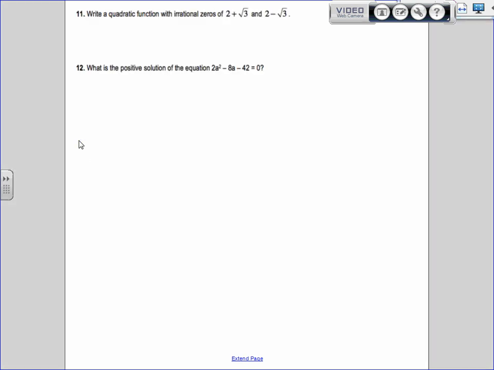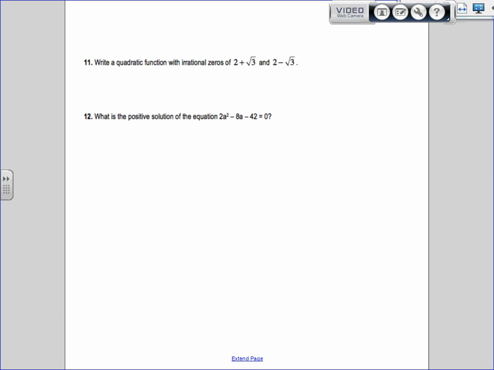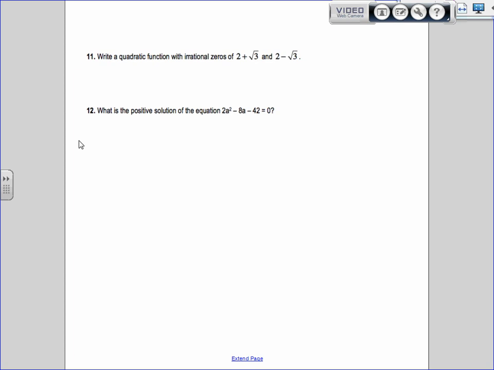All right, so write a quadratic function with irrational zeros of 2 plus √3 and 2 minus √3. This is a little bit tricky. Okay, so when you have this, it's always in the form x minus the zero. So we're always doing x minus each of the zeros. So in our case, it's x minus, and my zero is the whole 2 plus √3, all together, so I'm going to put it in parentheses. So I'm going to have x minus the whole zero, and the other zero is 2 minus root 3.